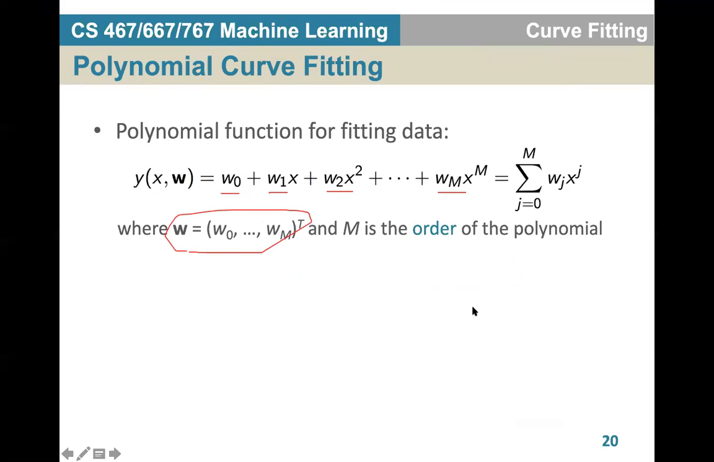I have a question, Professor. Here you are assuming only one input variable. What if we have multiple input variables? What could be the polynomial function then?